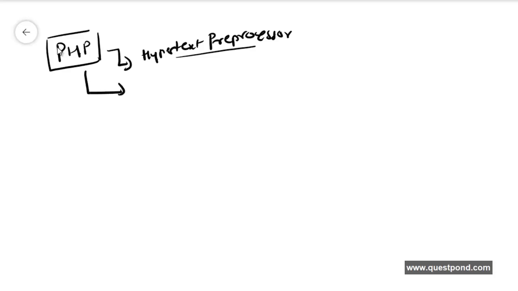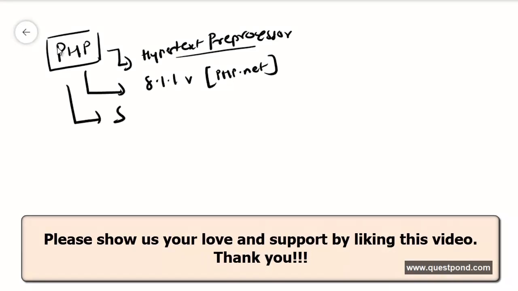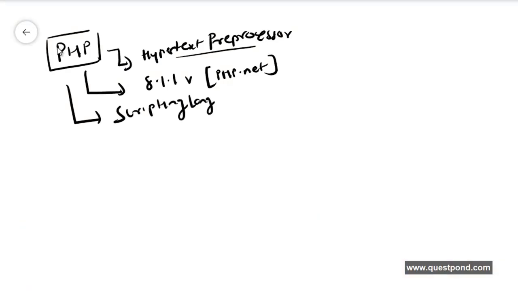PHP initially stood for Personal Home Page, but now it is called Hypertext Preprocessor. So let me just write it over here. So yes, the first version of PHP was launched 26 years ago, and now we have the 8.1.1 stable version, which you can easily download from the php.net website. PHP is a scripting language. Yes. Now, what is a scripting language? A language which is interpreted during the runtime. So let me just write it over here.